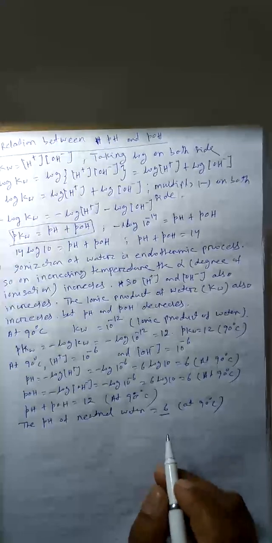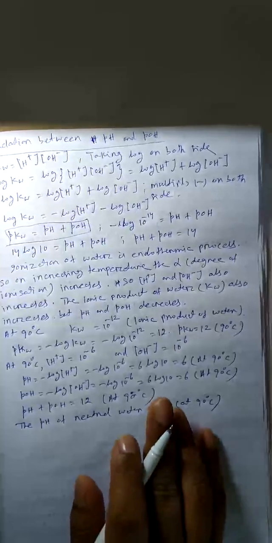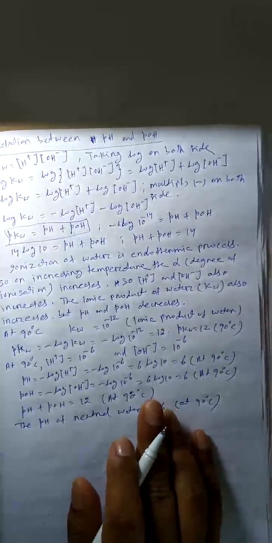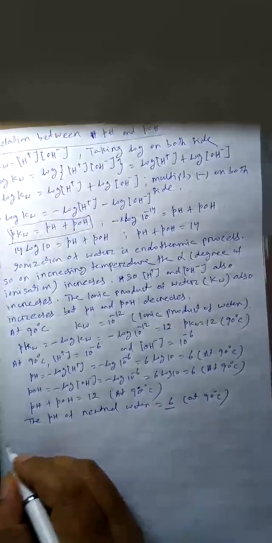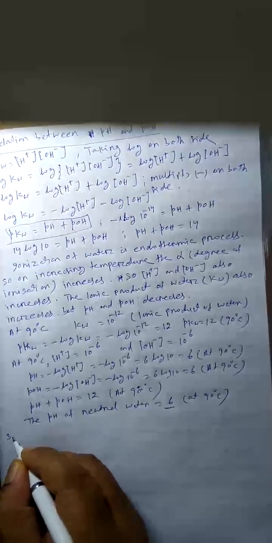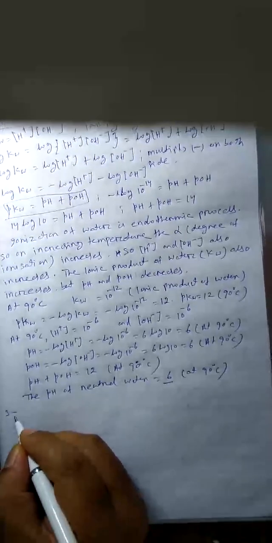Okay, this is what happens with the pH of the water. Then the next, third step is calculation of solubility product of sparingly soluble salt.